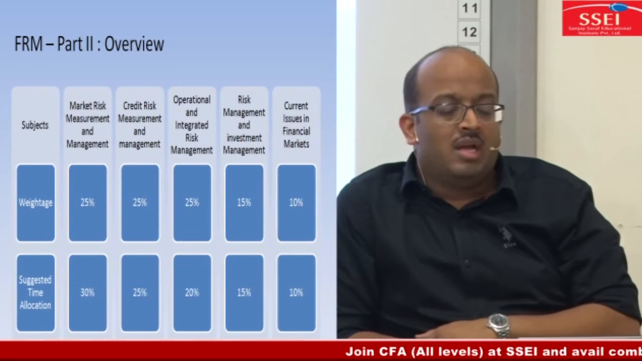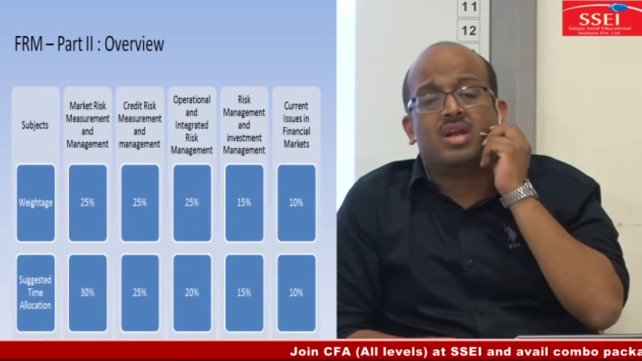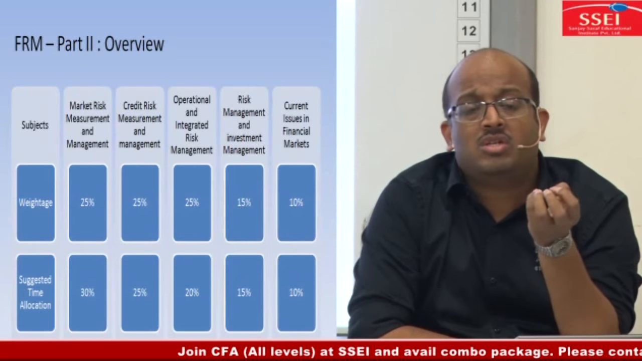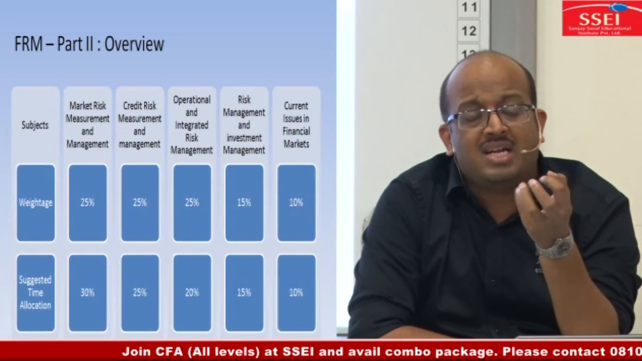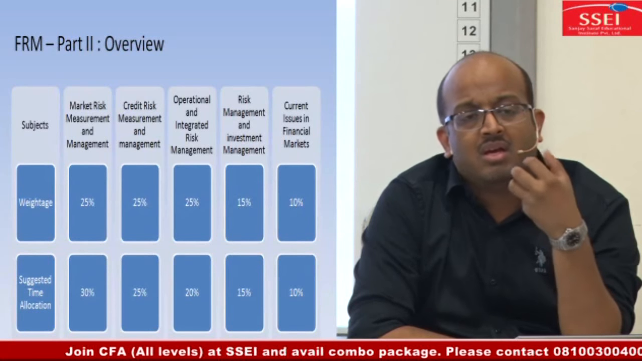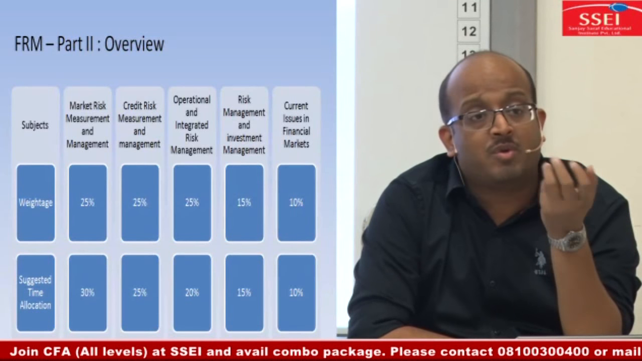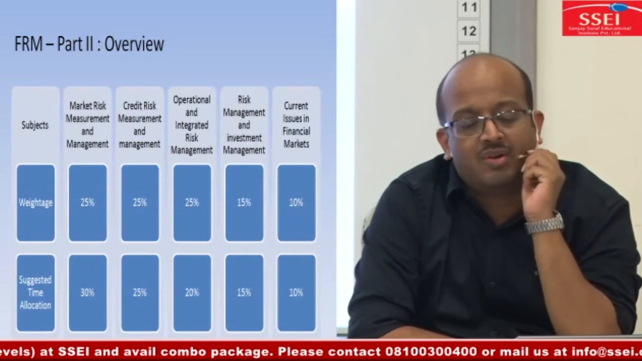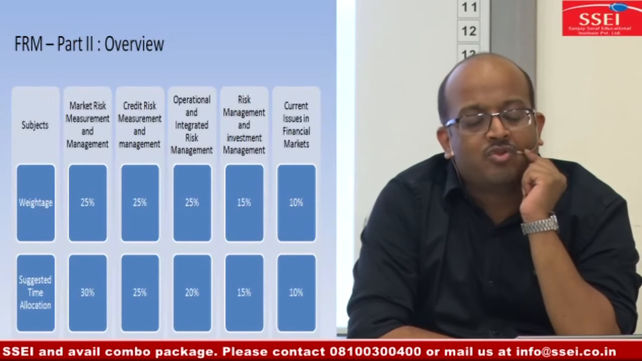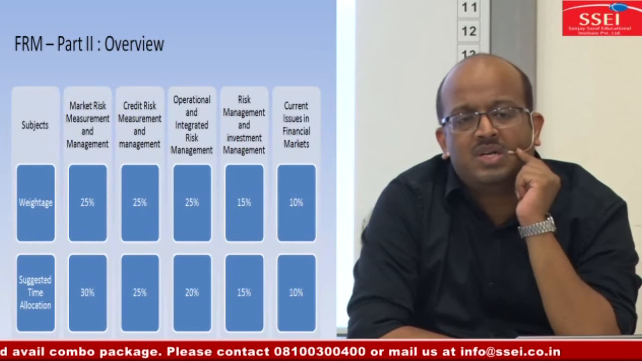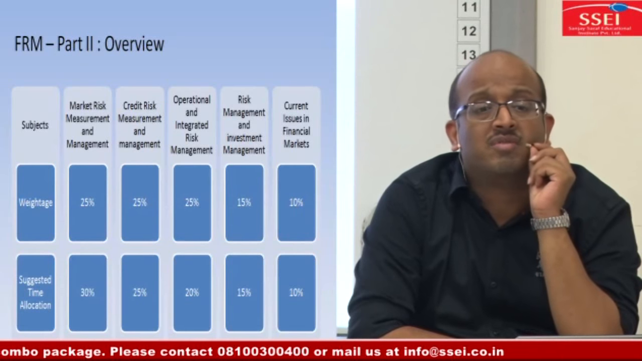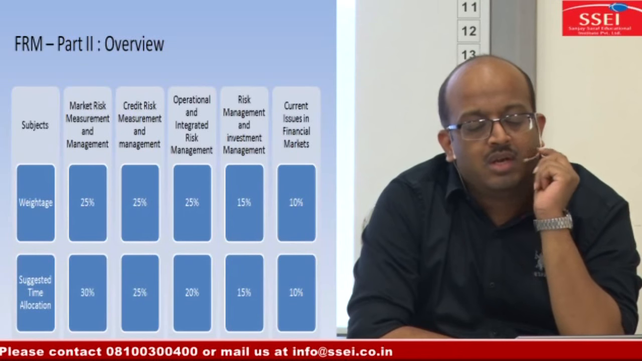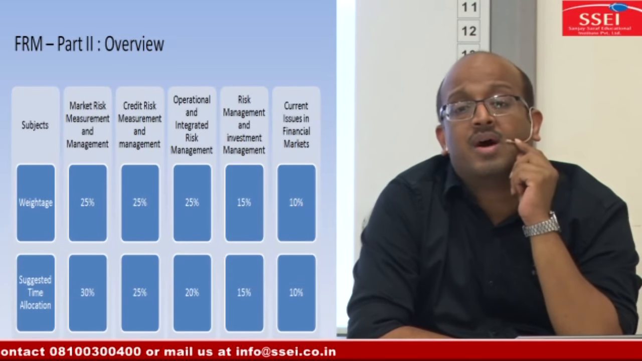Operational and integrated risk are totally new. They refer to the fact that in an organization, internal processes, internal systems can fail to function properly. There could be a fraud by some employee. All those are operational risk. The fourth topic is risk management and investment management. It deals with a lot of portfolio stuff, advanced levels of portfolio management. And the last is current issues in financial markets.